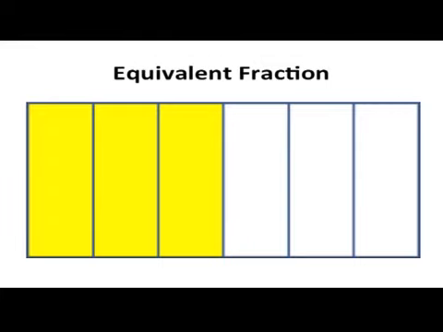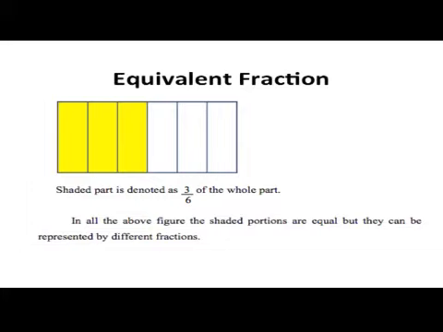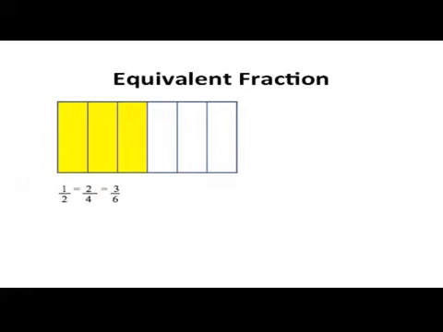Let us see the picture. We divide the same rectangle into 6 equal parts and shade 3 parts. The shaded part is denoted as 3 by 6 of the whole part. In all the above figures, the shaded portions are equal, but they can be represented by different fractions. That is, 1 by 2 is equal to 2 by 4 is equal to 3 by 6. These are called equivalent fractions.